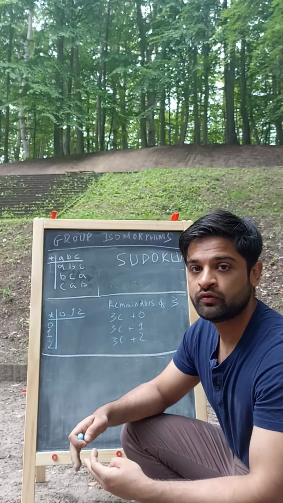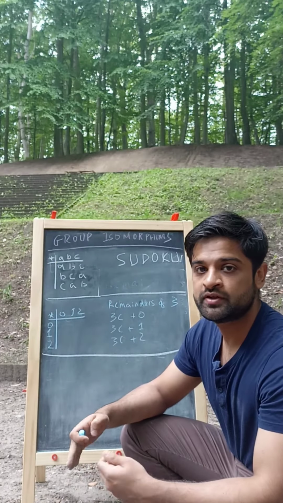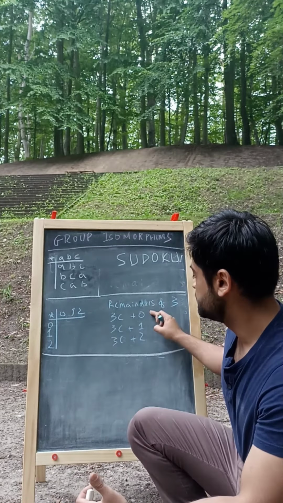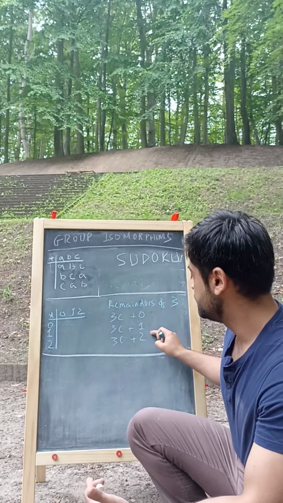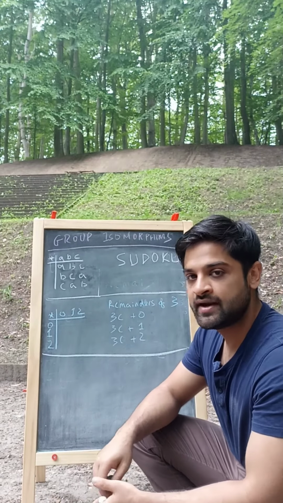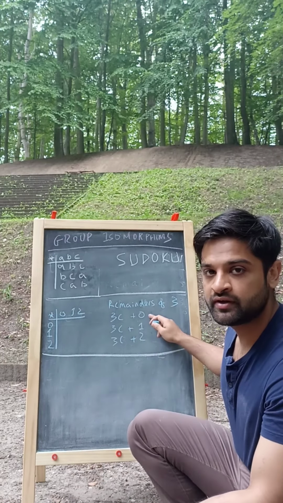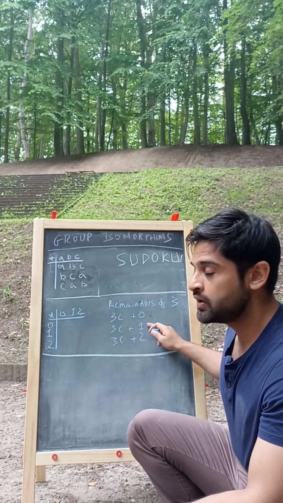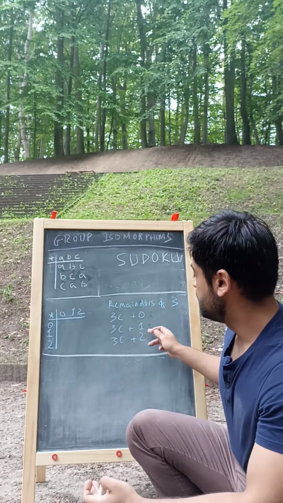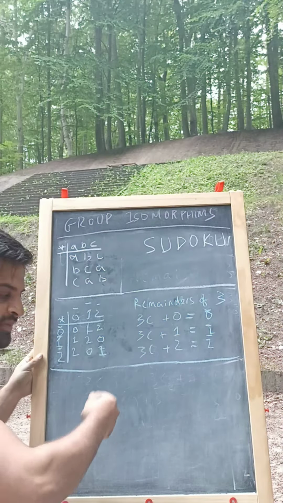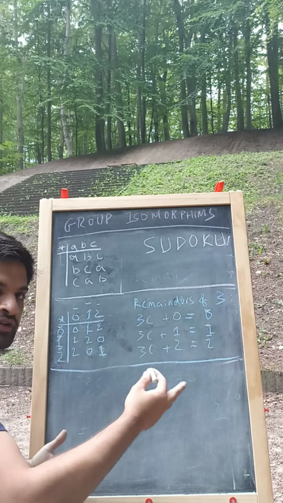So one fact about numbers is that all of the numbers that we know, by numbers I mean the integers, can be represented in this form: 3c plus 0, 3c plus 1, 3c plus 2. And these are all of the numbers which have either a remainder of 0 when divided by 3, or a remainder of 1 when divided by 3, or a remainder of 2 when divided by 3. So you will notice something very interesting about this particular set of numbers.